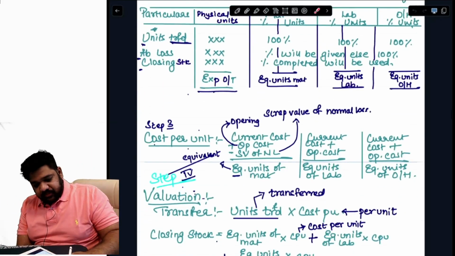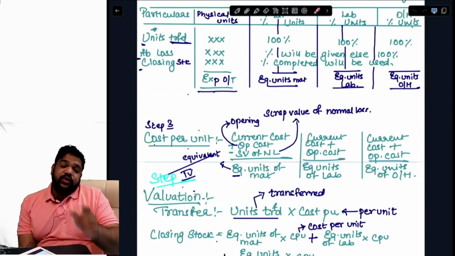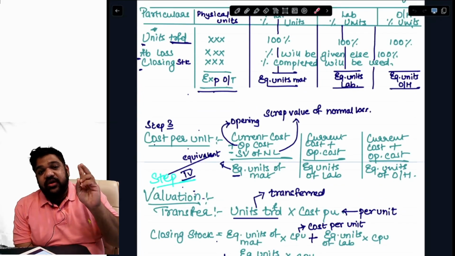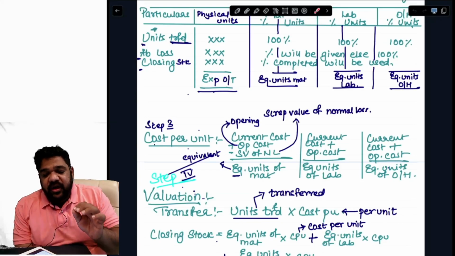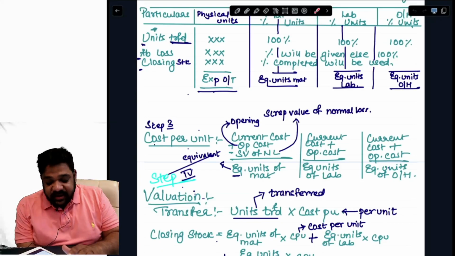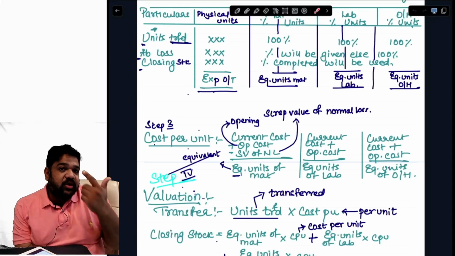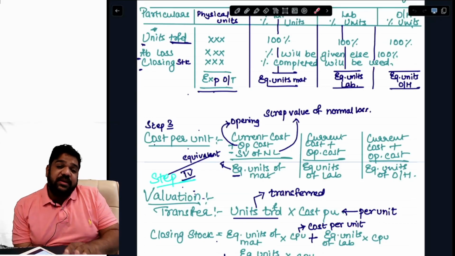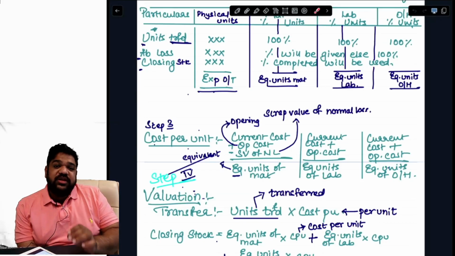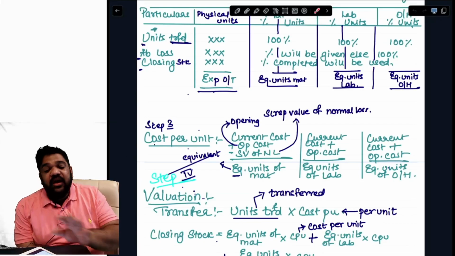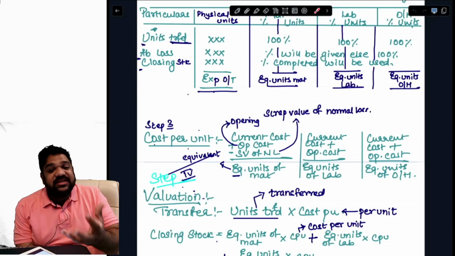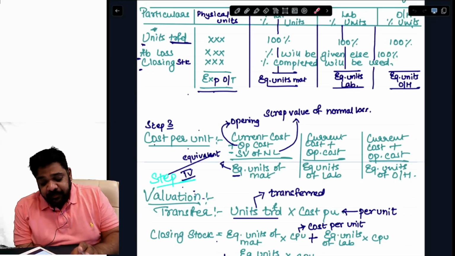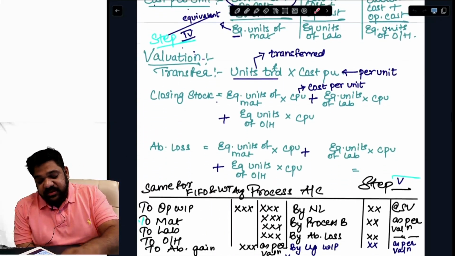Now, step number three, if you are doing weighted average: it will be opening cost plus current cost, minus scrap value of normal loss, divided by the equivalent units. Please keep in mind, the scrap value of normal loss has to be reduced only and only in material, because that is the thing that you scrap. You do not scrap labor or overhead, so do not do that. Then the next step comes in, the valuation.